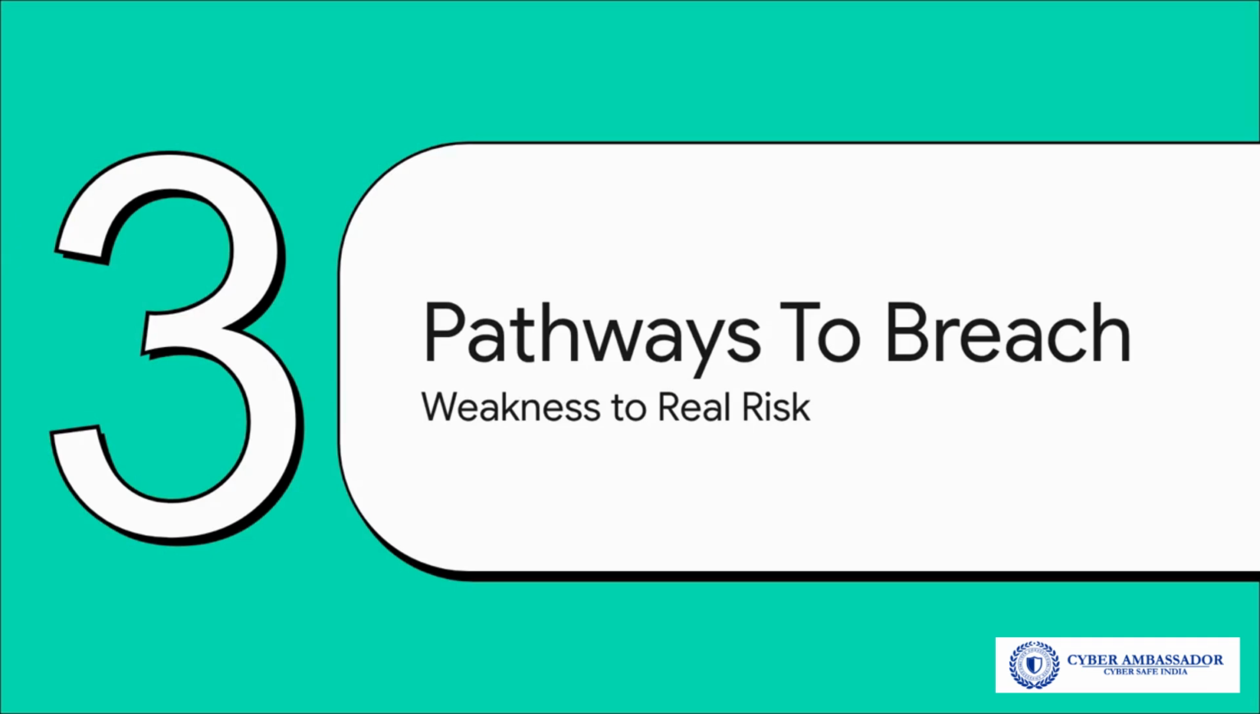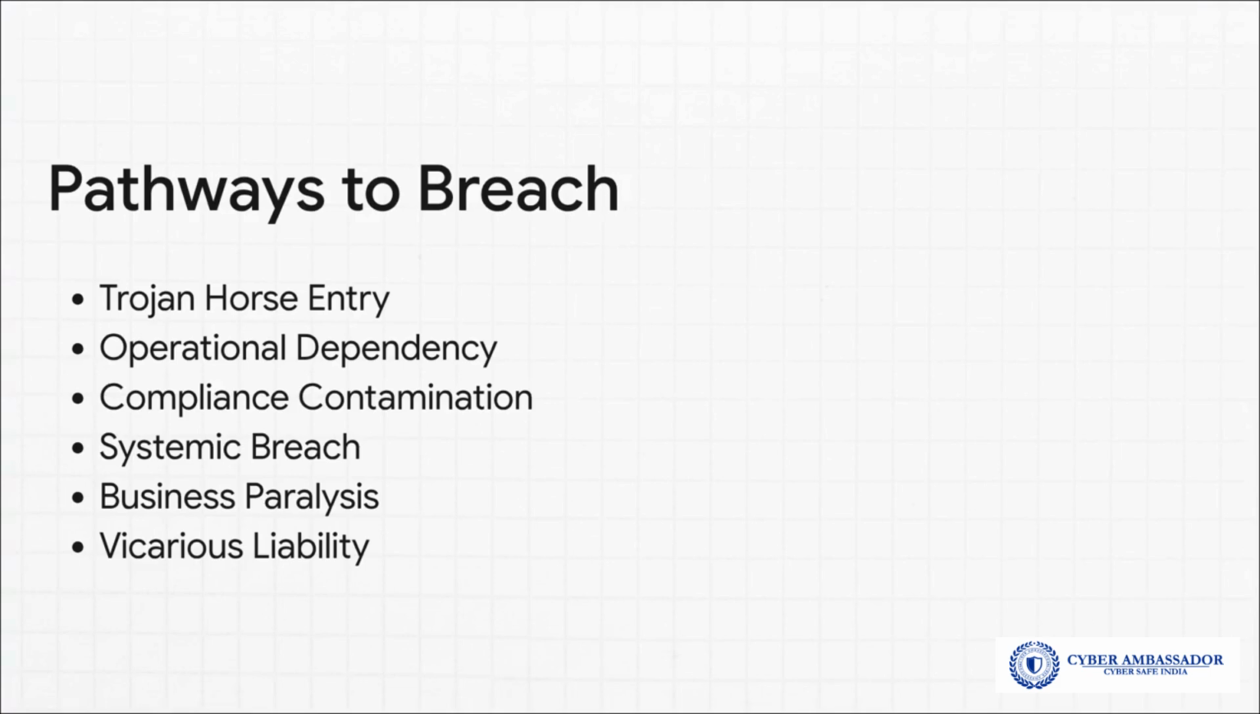Let's look at how these weaknesses actually translate into real operational risk. The crucial point we need to understand is this: a compromised vendor is basically a direct pathway to a systemic breach right inside your own organization. We're talking about a classic Trojan horse entry. Imagine a small HVAC vendor's compromised password acting as a backdoor and opening up a massive retailer's entire corporate network. Crazy, right? But it happens.